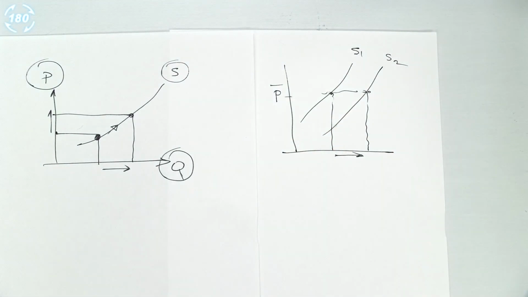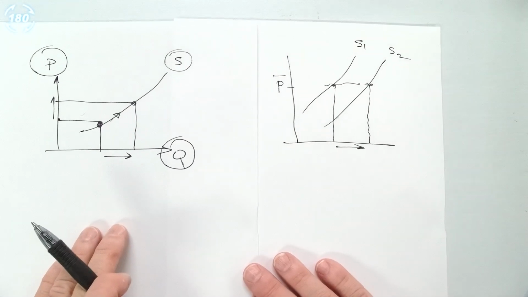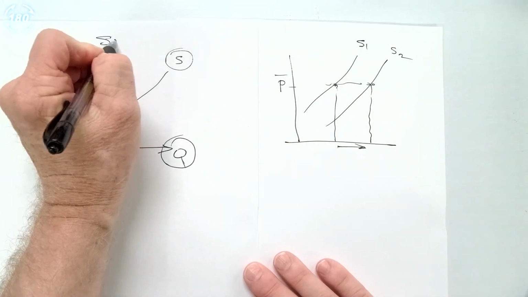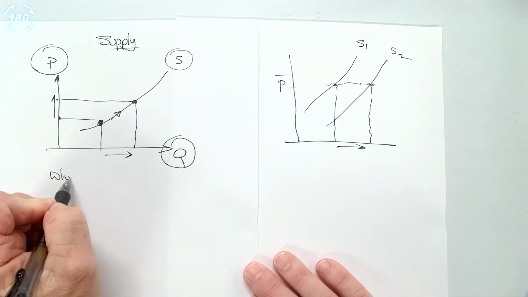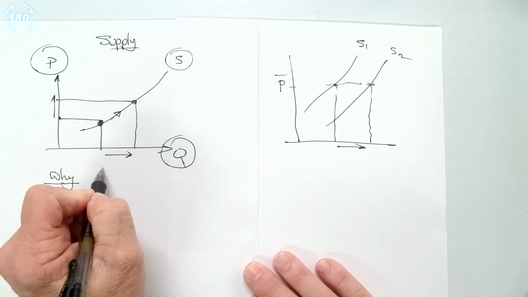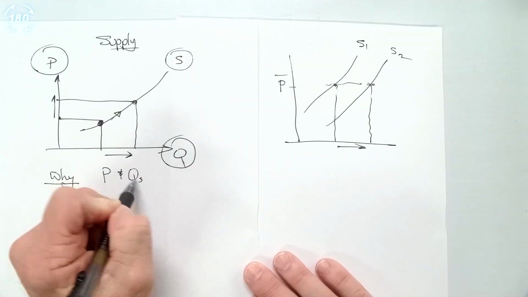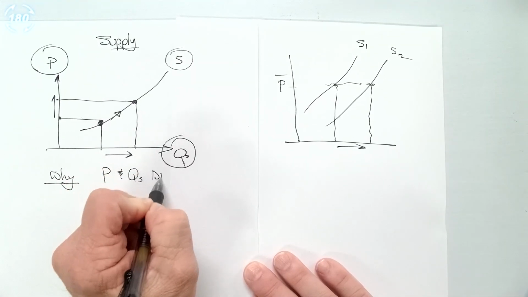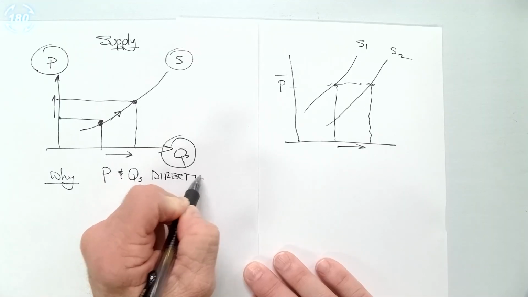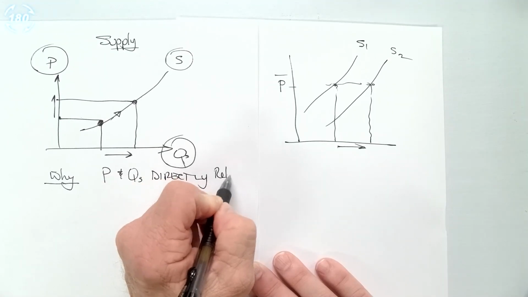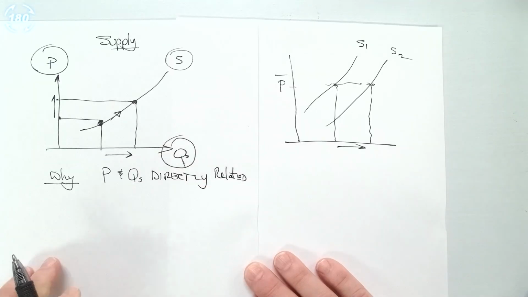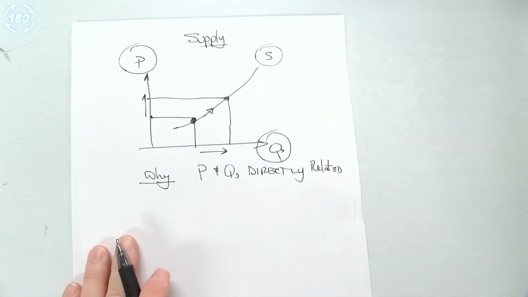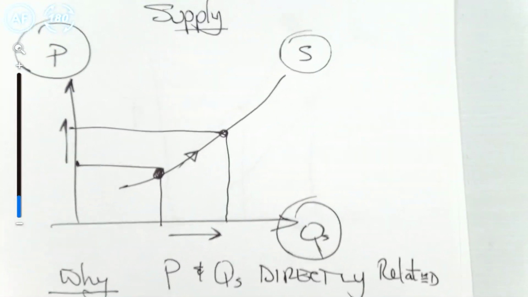All right, so a couple things we're going to do here to follow the pattern we did for demand. Here we're talking about supply. First thing I want to talk about is, why is the supply curve upward? Why is price and quantity supplied directly related? And then we'll talk about shifts in supply, or increases in supply. Okay, so why is this the case?